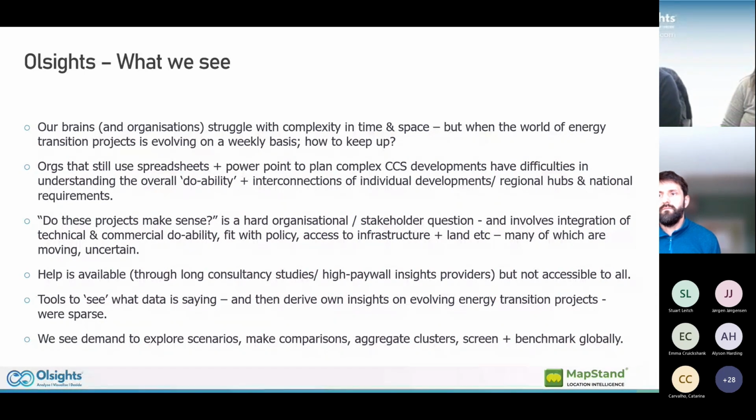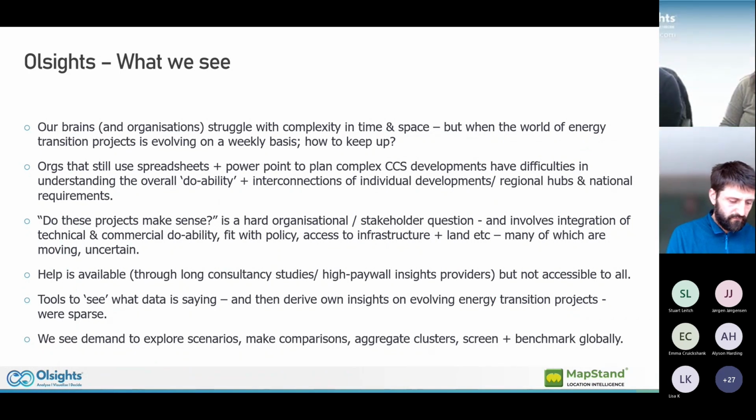We know that help is available for these things, usually through consultancy studies. This is the traditional route. It takes quite a long time. There are insights providers as well, which quite often sit behind a high paywall. But what we found is that these kinds of services are perhaps not accessible to smaller organizations looking to understand this. So I believe that tools to be able to see what the data is saying and then actually derive your own insights on that data as things evolve are quite sparse, and I think this is the gap that between us we're trying to fill.